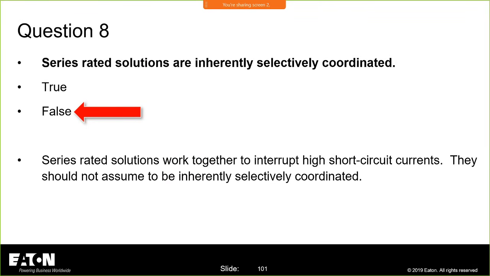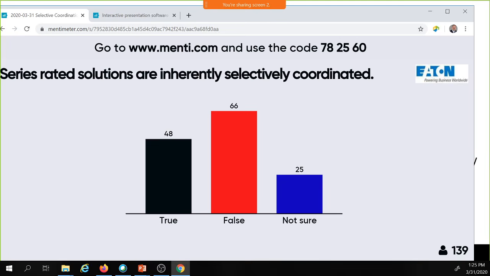So the answer to this question, series rated solutions are inherently selectively coordinated, is false. For the 66 that said false, congratulations, pat yourself on the back, do a victory dance, jump around the room. For the 48 that said true, don't hold your head down too low. It's going to be a good day. You still have a few more questions to go. And for the 25 that weren't sure, hopefully I was able to share something and you learned something new.